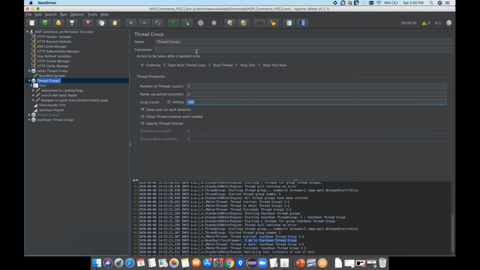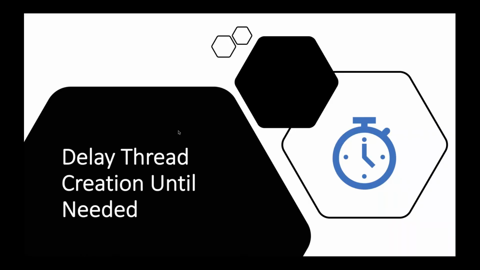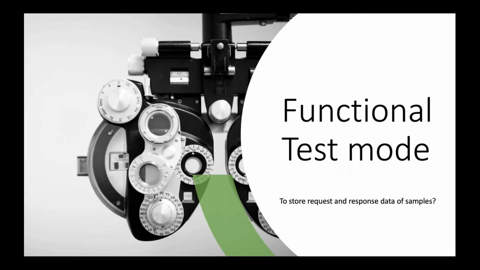So whatever is required: name, comments, action to be taken, number of threads, ramp up, loop count. So these are very important. So these basic things we understood. The other delay thing we will try to understand later. Okay. And yeah, next is the functional test mode.